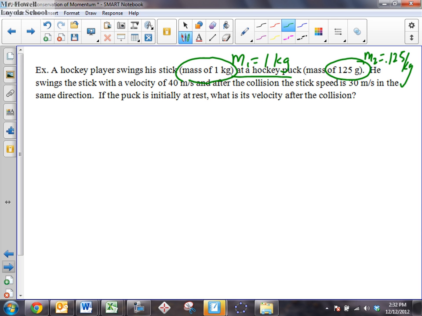Now, it says he swings the stick with a velocity of 40 meters per second. So imagine you're standing here with your hockey stick. You go to hit the hockey puck. The velocity of the stick before the collision is given as 40 meters per second. So this is V1I. It is the velocity of the first object initially, or before the collision.